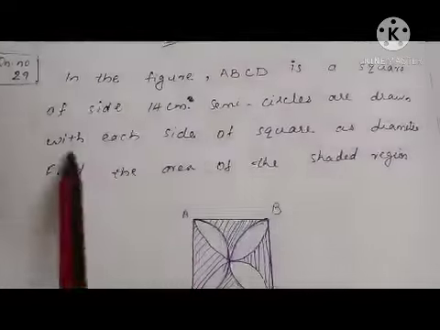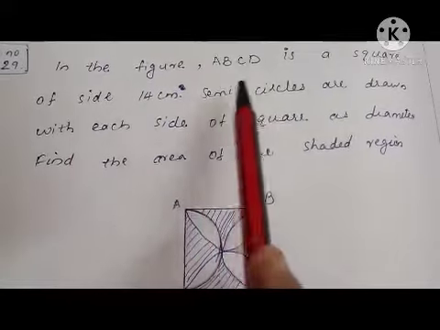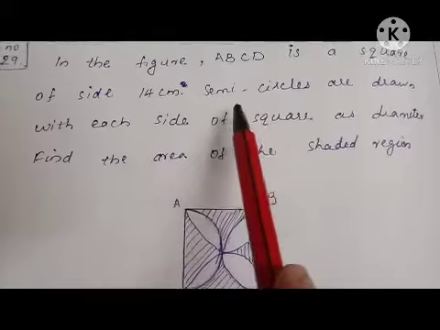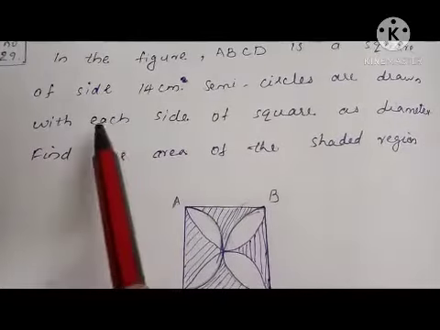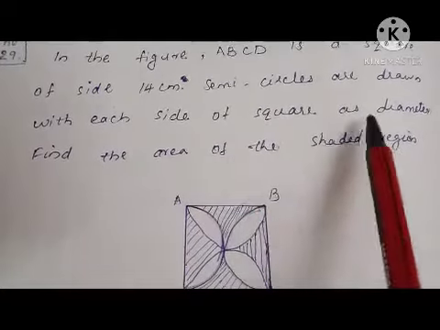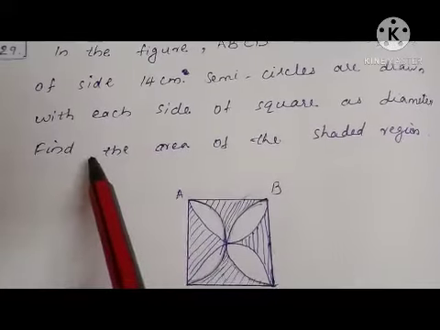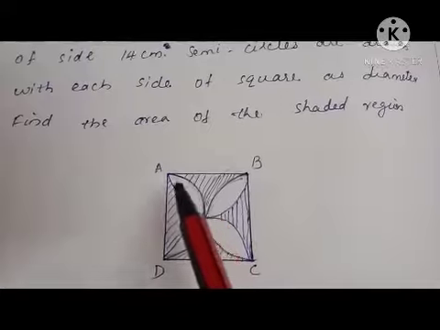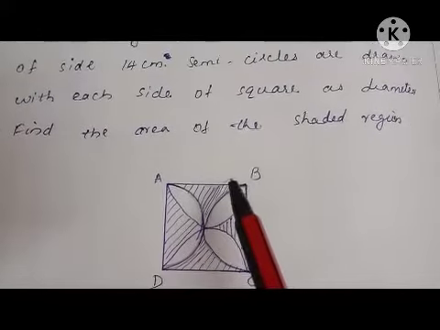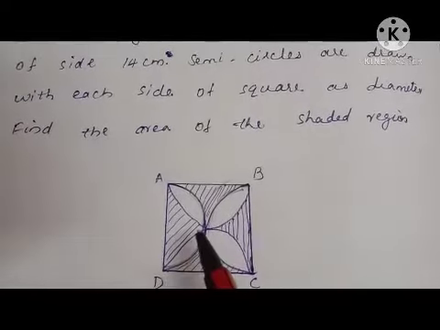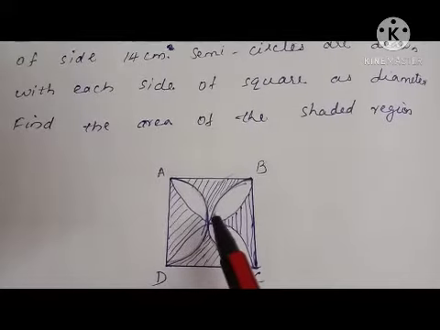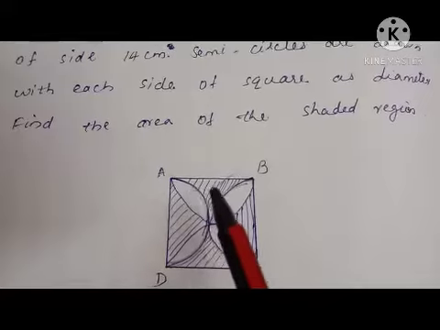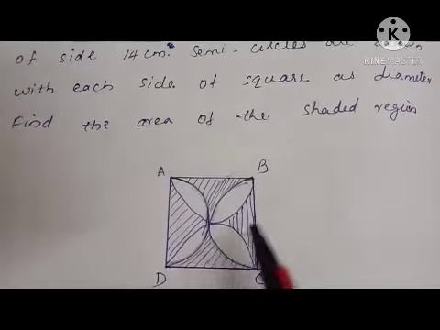Okay. Question number 29. In the figure, ABCD is a square of side 14 cm. Semicircles are drawn with each side of square as diameter. Find the area of the shaded region. Here this is the figure given. Here semicircles are there. Okay. From this figure it is difficult to identify the semicircles. Here we have to find the area of this shaded portion.